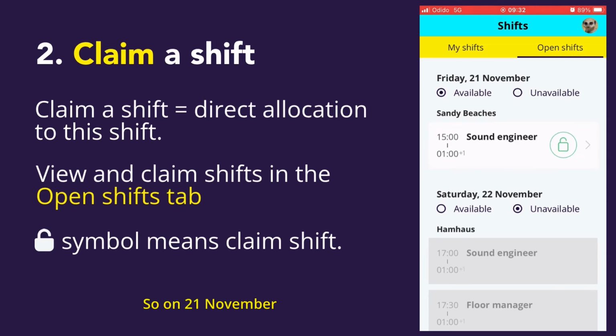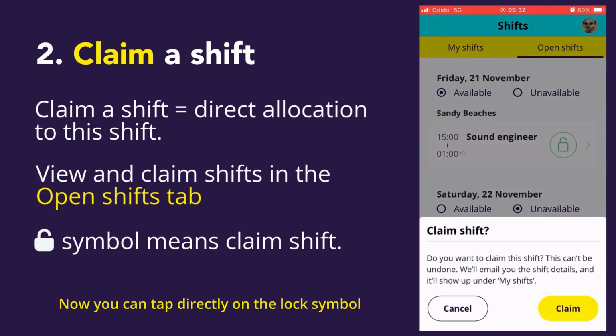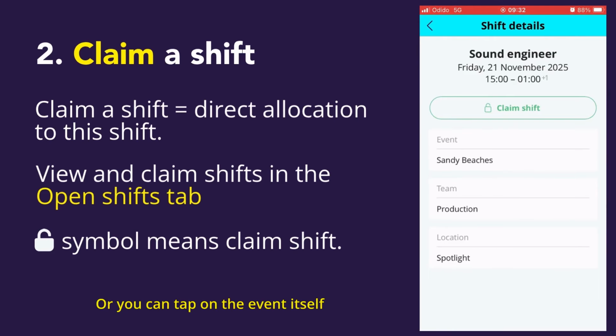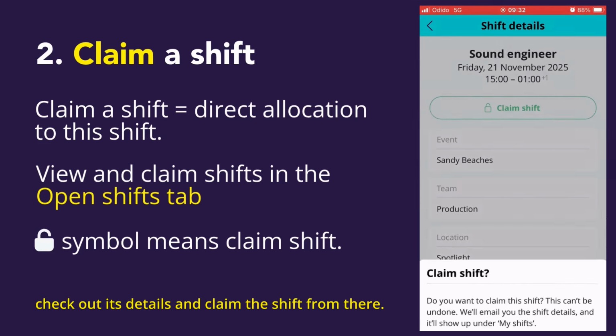So on 21 November you're available and you would like to claim this shift as a sound engineer. First you indicate that you're available by tapping Available here. Now you can tap directly on the lock symbol, which will open this dialog box to confirm you want to claim the shift. Or you can tap on the event itself, check out its details and claim the shift from there.